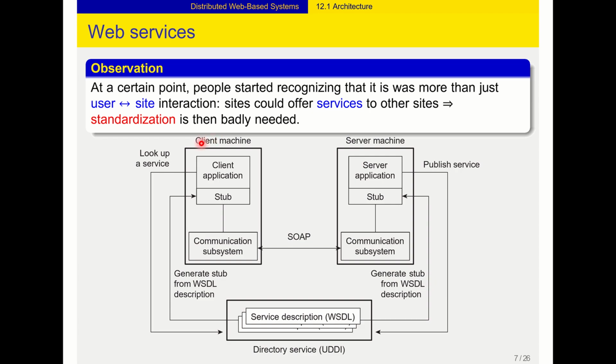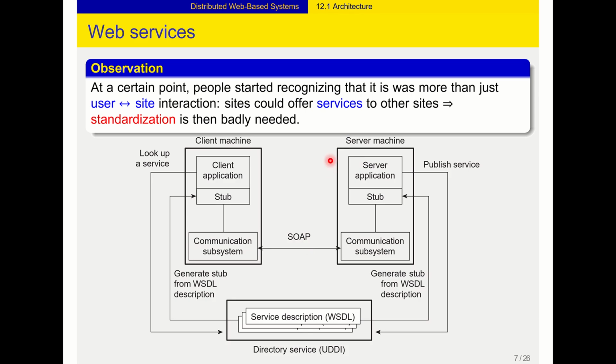It shows how web services rely on three key standards, which is UDDI here, and also WSDL here, and also SOAP, the protocol for communication. So UDDI is the directory for service lookup. WSDL is a language to describe services, and SOAP is the communication protocol.